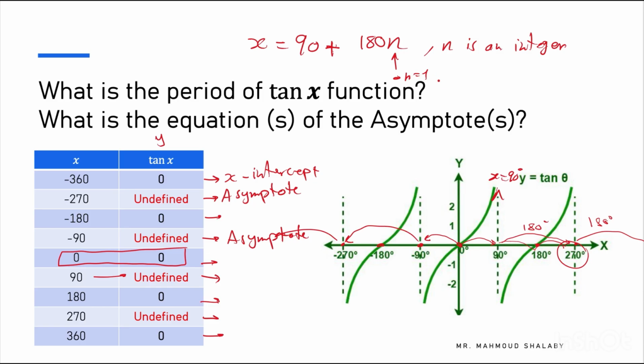n could be 0, 1, 2, 3, 4, or negative 1, negative 2, negative 3, negative 4, and so on. So n is an integer, and it can be replaced to find all the asymptotes of this function. So this will be the equation of the asymptotes of the tan graph. Now let's go to the questions and see how the question will come in the exam.